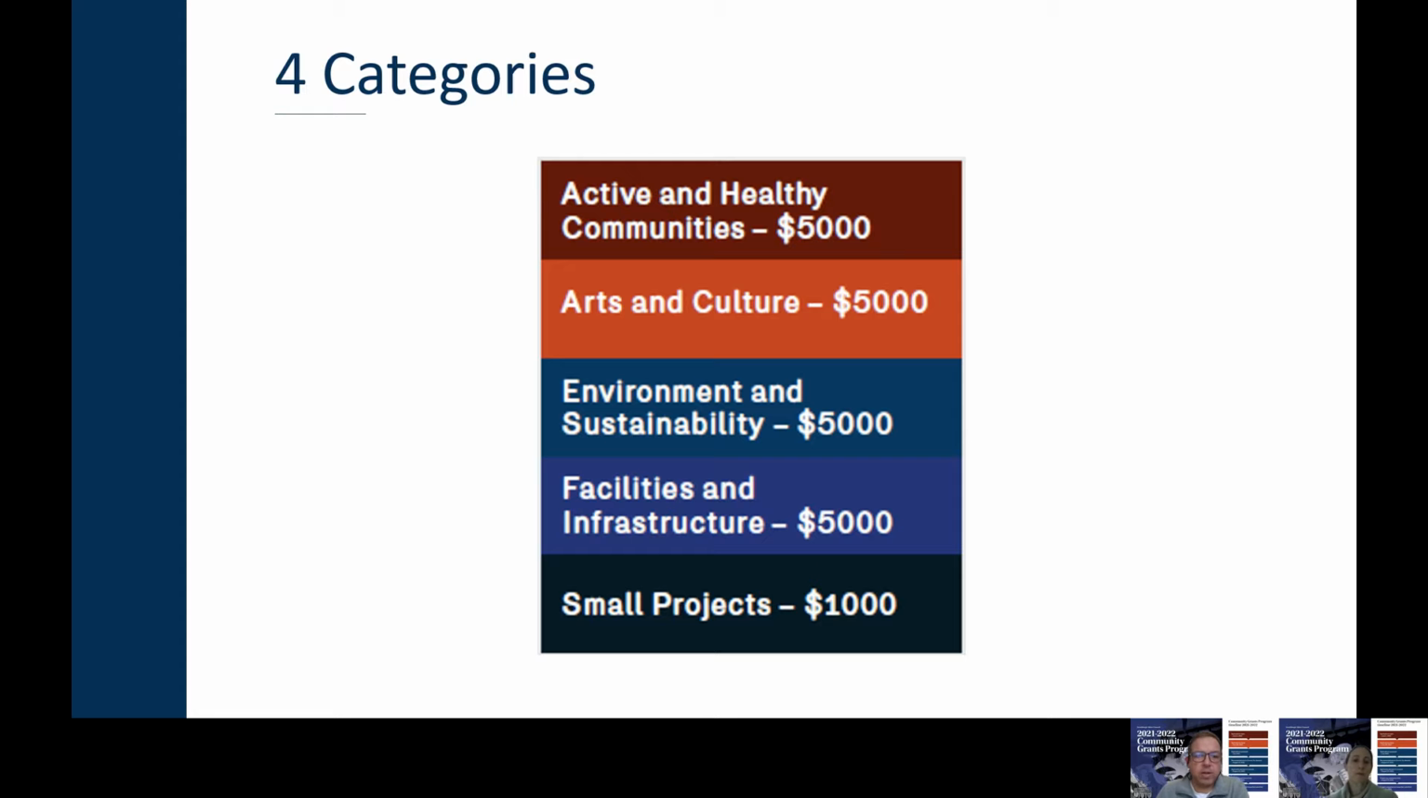Thank you, Kate. So yeah, let's start with active and healthy communities. This category is for projects that develop the health and well-being of residents of the Strathbogie Shire. Examples of some activity-based projects under active and healthy communities would be a craft workshop, walking group, maybe a community engagement program, or formal and informal sports.